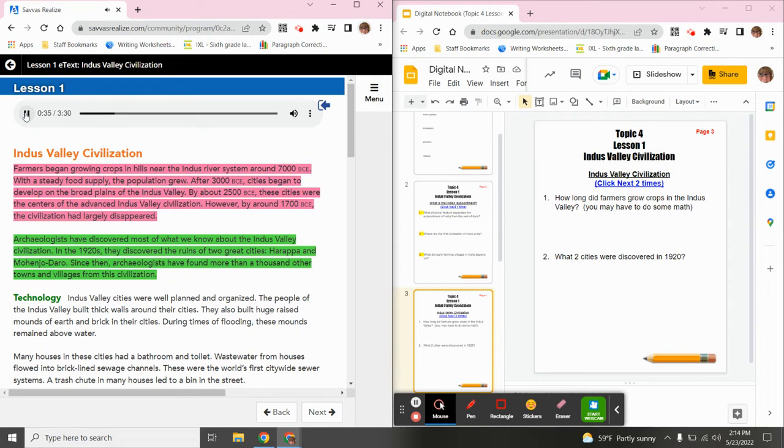Archaeologists have discovered most of what we know about the Indus Valley civilization. In the 1920s, they discovered the ruins of 2 great cities, Harappa and Mohenjo-Daro. Since then, archaeologists have found more than 1,000 other towns and villages from this civilization. Number 2, what 2 cities were discovered in 1920? You'll find that answer in the green highlighted text.